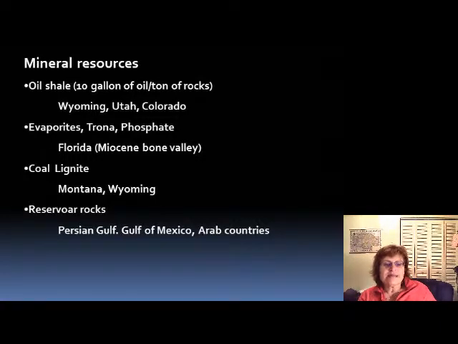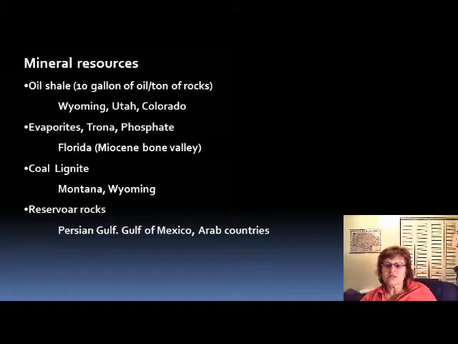We have lignite. Remember, coal formation is gradual, and the very first, peat, is the lowest quality coal, and lignite is the next one. It still has about 75% carbon and about 25% ash. And then we have a lot of the reservoir rocks forming in the Persian Gulf, Gulf of Mexico, and of course in the Middle East. So these are the important geologic resources.